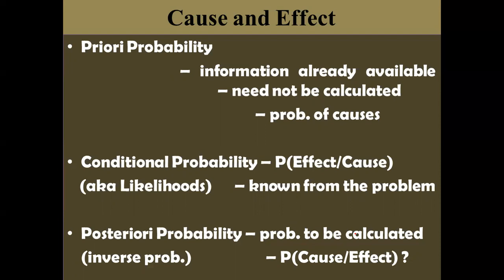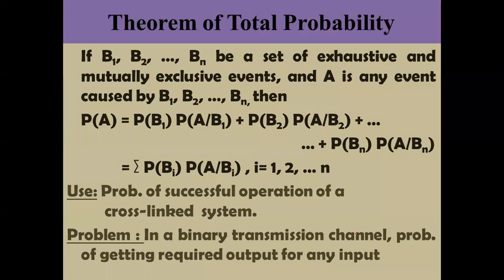In order to study the posteriori probabilities, we have to define the theorem of total probability first. So what is the theorem of total probability? If B1, B2, etc., Bn be a set of exhaustive and mutually exclusive events, and if A is any event which is caused by all these events, then what is the probability of that event A?